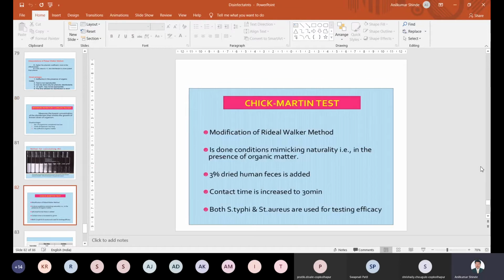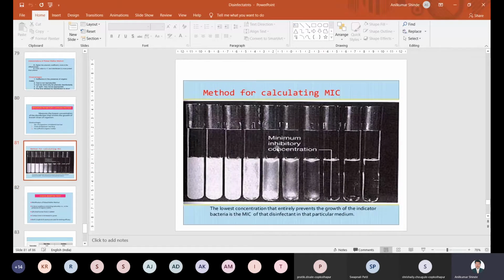This method is used for calculating the MIC. This is the minimum inhibitory concentration, with different dilutions in it. This is the minimum concentration at which no growth occurs, as seen in the third test. At the minimum concentration, there is no growth. We can inhibit all the microorganisms with this. But if you reduce the concentration, growth of the microorganisms is possible. So we should know how much concentration is required to inhibit that organism.